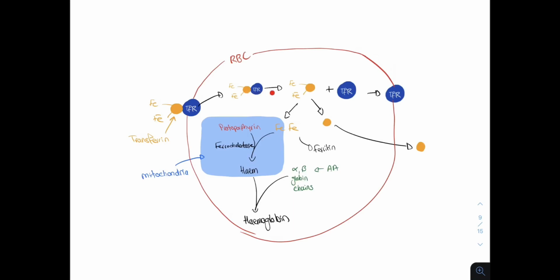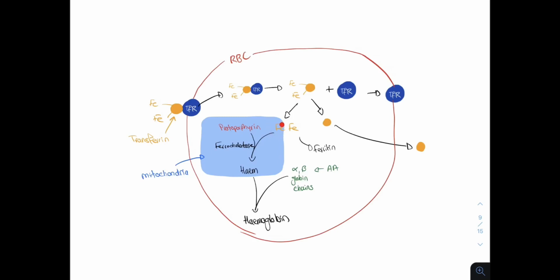Once inside the cell, this is recycled. So the transferrin receptor is recycled back onto the surface of the red blood cell so that it can take in some more iron, and the transferrin molecule is pumped out into circulation where it can pick up some more iron. The iron inside the cell can be stored as ferritin. So ferritin is one of the stores of iron. We'll discuss this in detail in the next video.